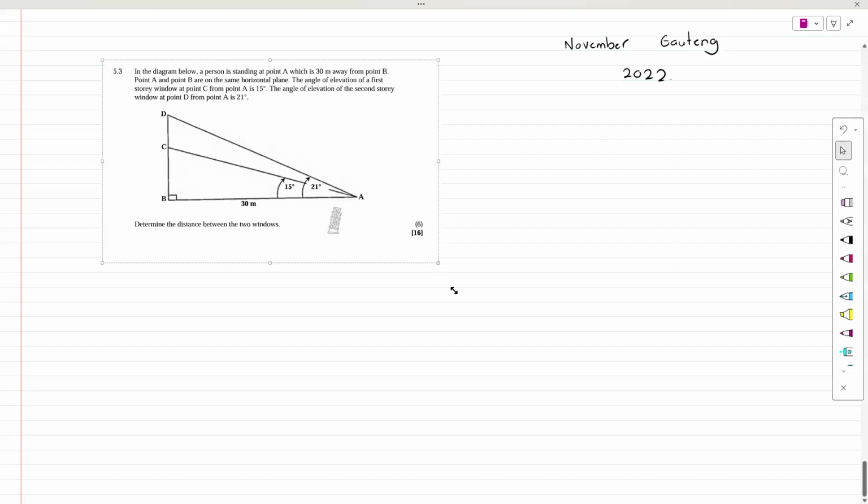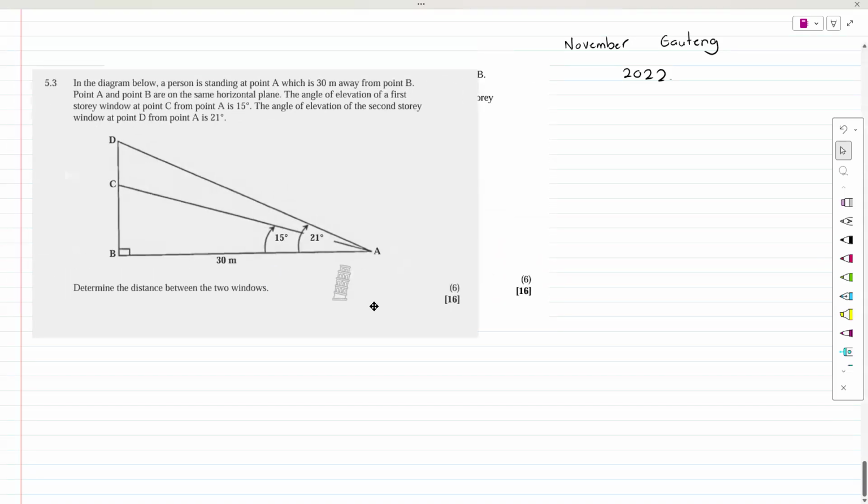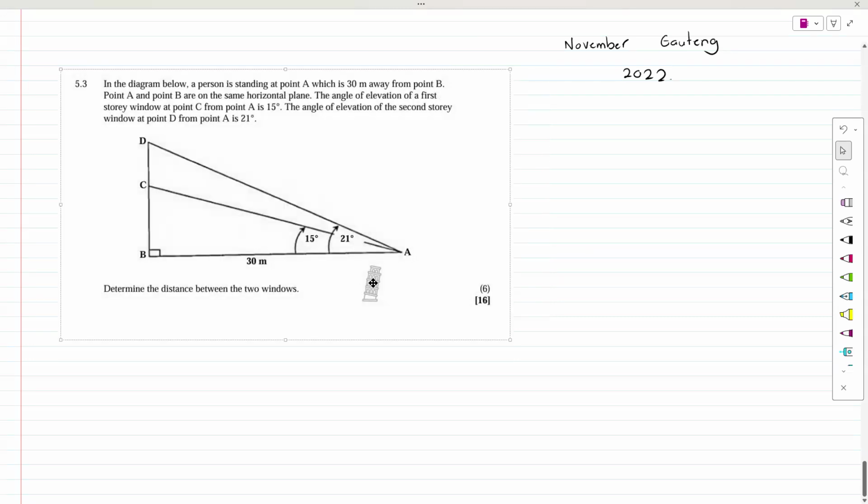Yes. This would be part 2 of 2D trig examination prep. This is November, from Gauteng, and it's 2022. We look at the question.